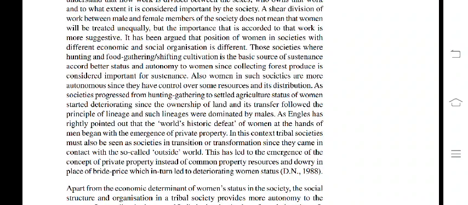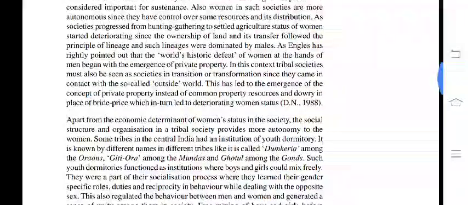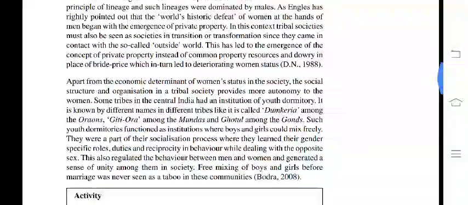In this context, tribal societies must also be seen as societies in transition or transformation since they came in contact with the so-called outside world. This has led to the emergence of the concept of private property instead of common property resources, and dowry in place of bride price, which in turn led to deteriorating women's status. D.N. Mazumdar 1988. Apart from the economic determinants of women's status in the society, the social structure and organization in a tribal society provide more autonomy to the women.